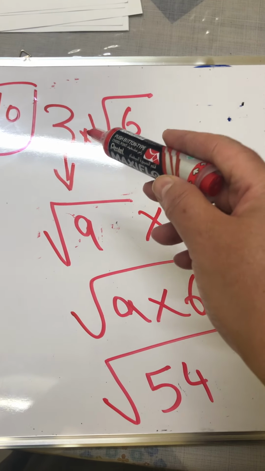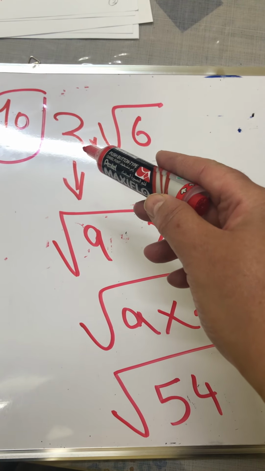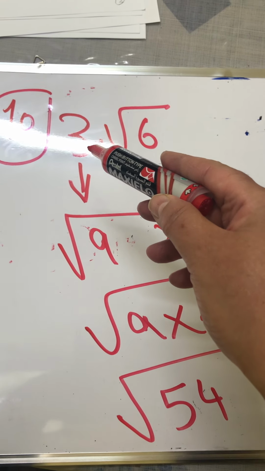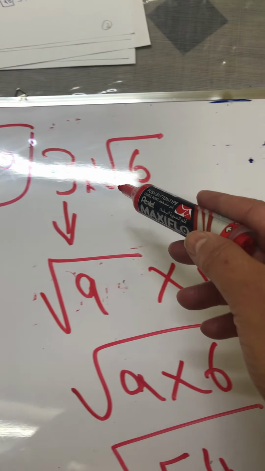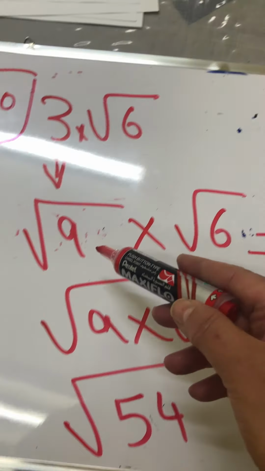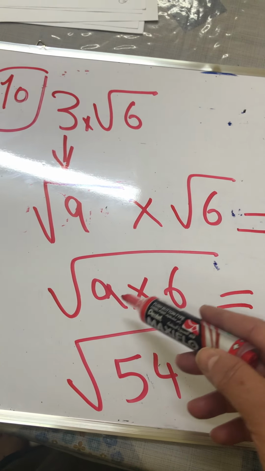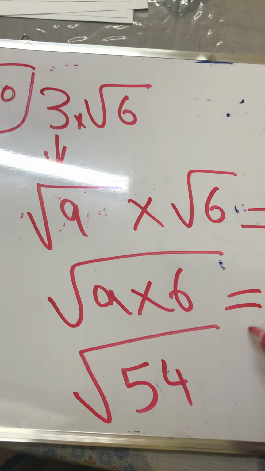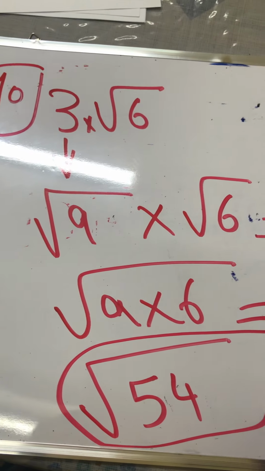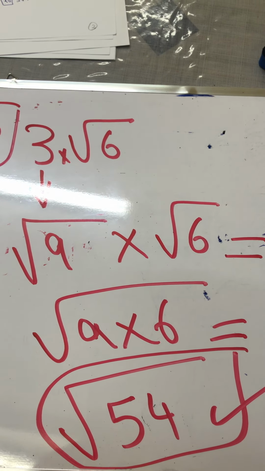I'll take this 3 and return it under the square root. This 3 comes from 3 times 3 under the square root, that's to say it comes from 9. This is multiplied by square root of 6. So square root of 9 multiply square root of 6. Put them under one square root. Find the answer, square root of 54. This is number 10.